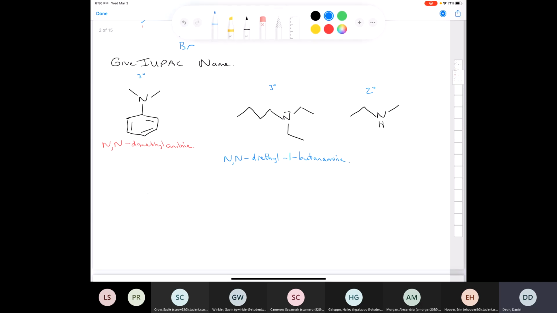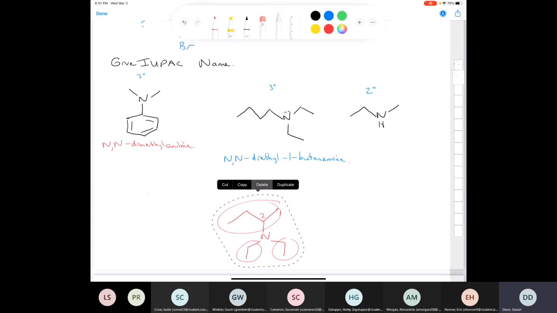Let me show you, in case you don't follow me. Let's say you had this, right? The parent would still be a butane, and you have N,N-diethyl, but this would be 1, 2. This would be N,N-diethyl-2-butanamine. Okay, so there's a difference between these two. All right, and the last one.